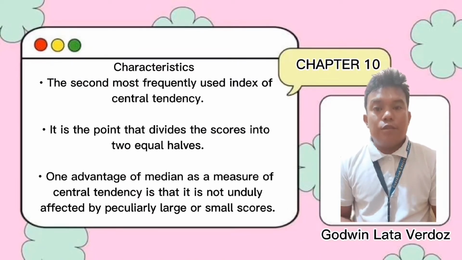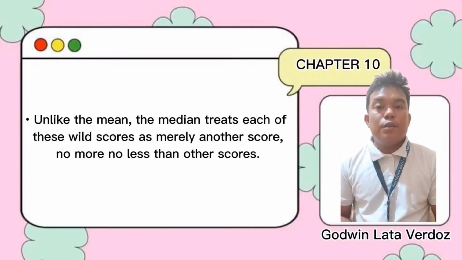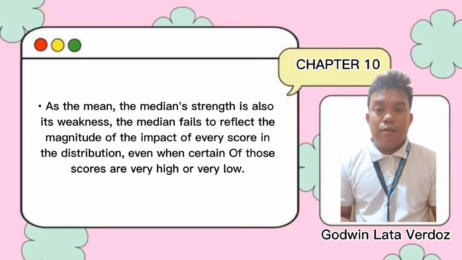One advantage of the median as a measure of central tendency is that it is not unduly affected, especially by large or small scores. Unlike the mean, the median treats each of these wild scores as merely another score, no more, no less than other scores. As with the mean, the median's strength is also its weakness. The median fails to reflect the magnitude of the impact of every score in the distribution, even when certain of those scores are very high or very low.